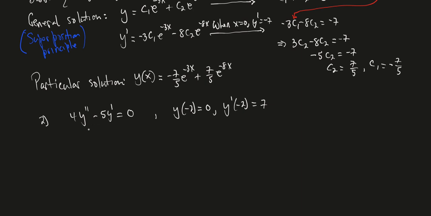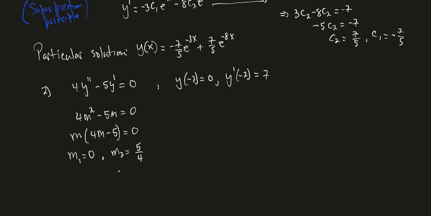So the auxiliary equation for this is 4m squared minus 5m is equal to 0. We can factor out an m, and we will have 4m minus 5 as the remaining factor. So then here are our two real distinct roots: 0, which can work, right? Or 5/4.